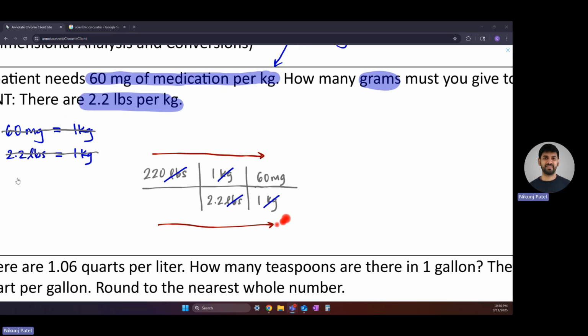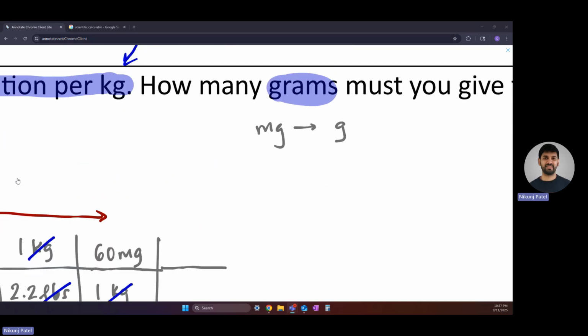This would be good if the question said how many milligrams must you give, but it says how many grams must you give. So we're not quite done yet. We need one more conversion here. And we need to think about how do we go from milligrams to grams, right? We're currently at milligrams. We need to go one more step to grams. So during Module 3, we talked about a few conversion factors that you would need to memorize.